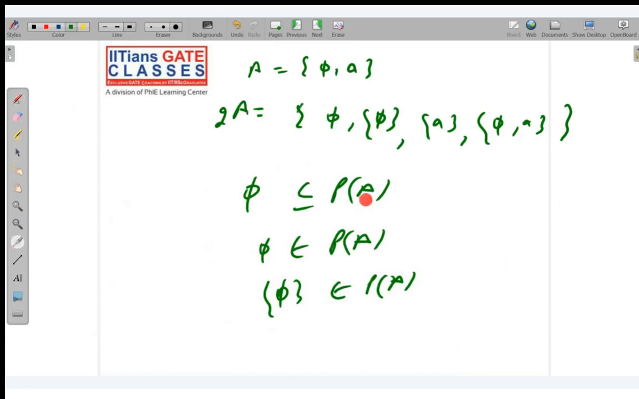So ∅ is a subset of the power set of A. Forget about everything, simply say ∅ is a subset of every set. The power set of A is also a set. No problem, 100% this is a correct statement. Next, ∅ belongs to the power set of A. Yes, ∅ is an element. You can check this out. This is the element. No problem. Okay, take a snapshot. I will jump to the next slide.